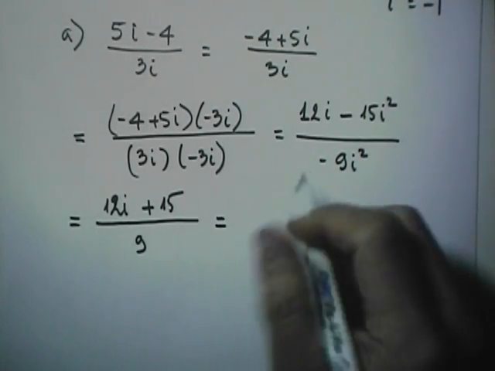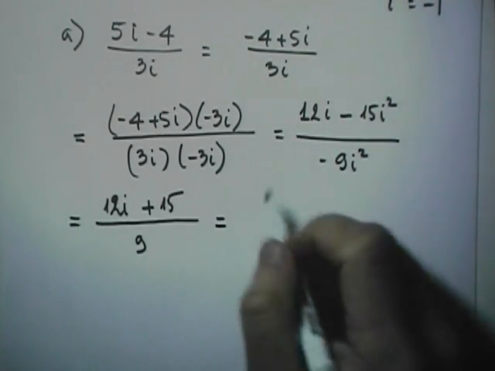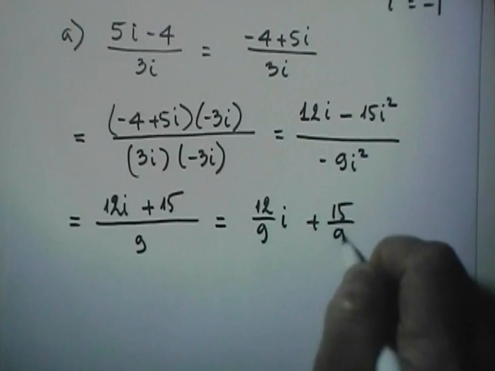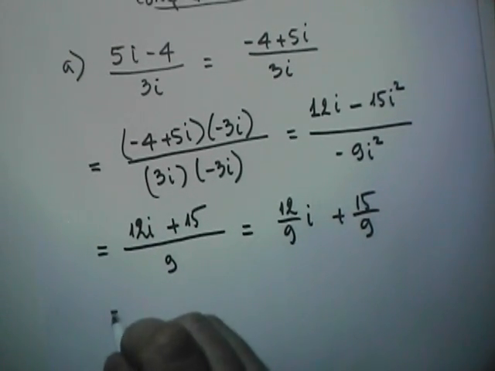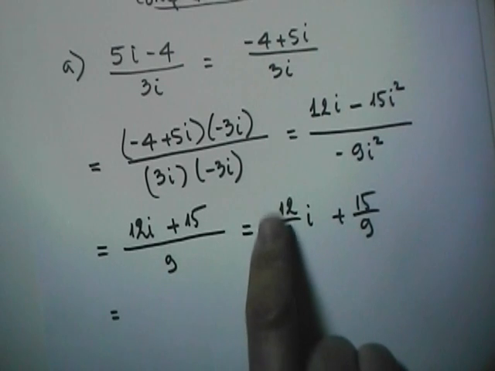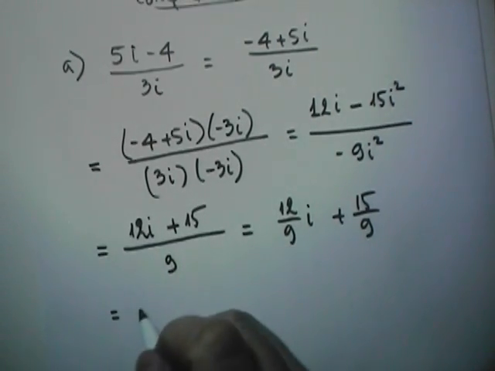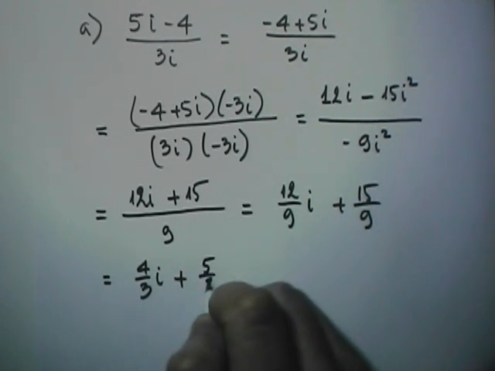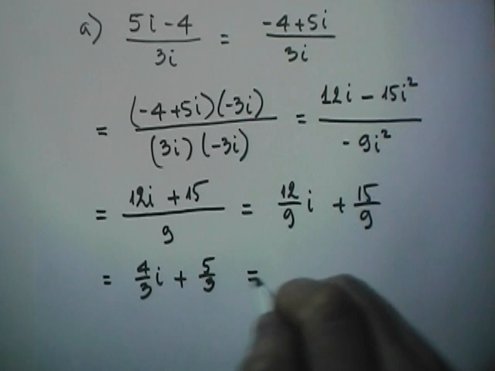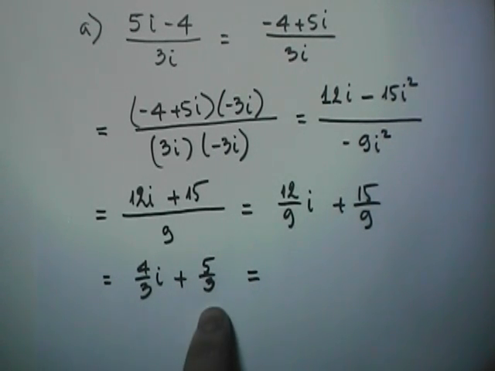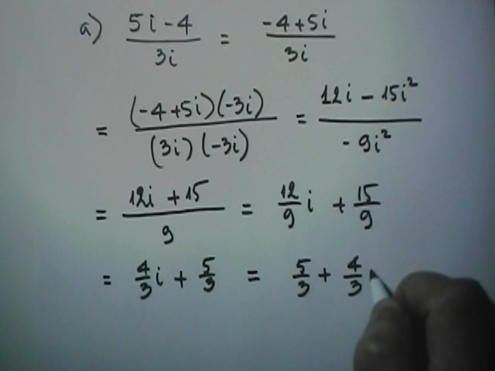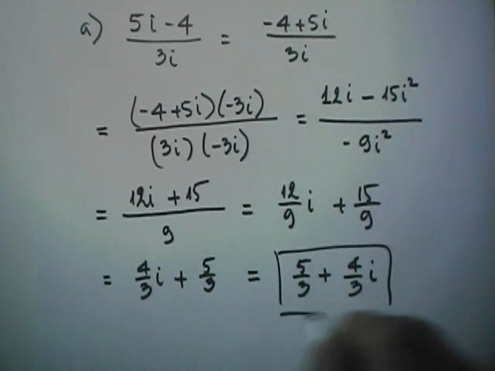Now I can break that into 12 over 9 i, plus 15 over 9. At this point you can reduce the fractions a little: 12 over 9 reduces to 4 over 3 i, and plus 5 over 3. I'm not happy with this form of my complex number because it's not in the standard convention, so I'm going to rewrite it as 5 over 3 plus 4 thirds i. That's my final answer.